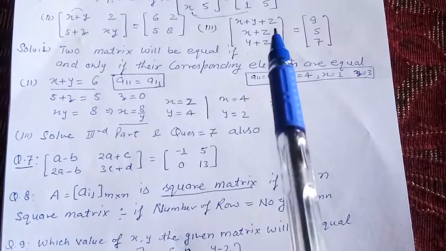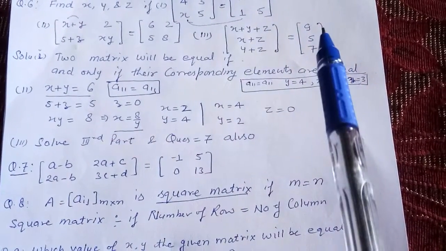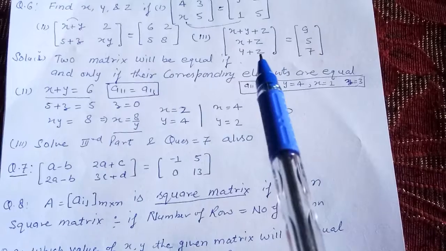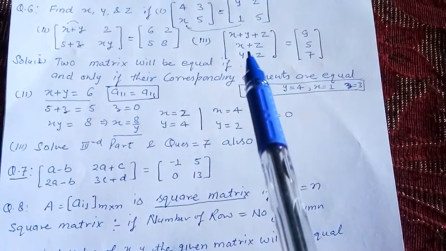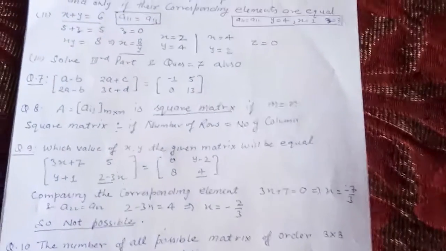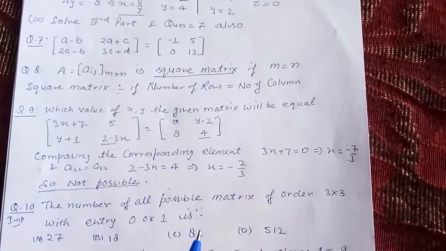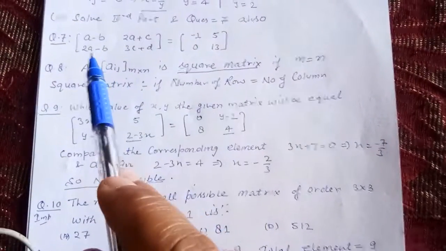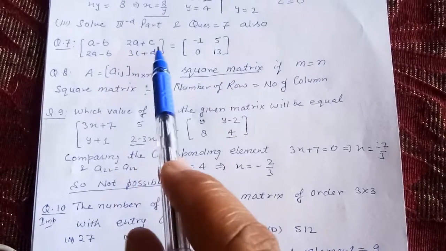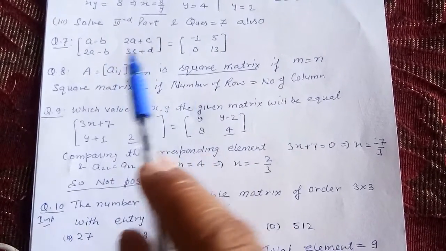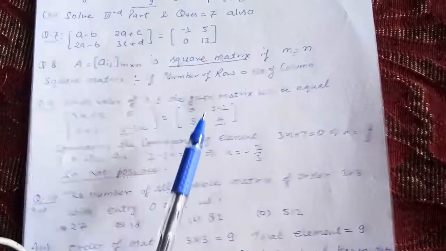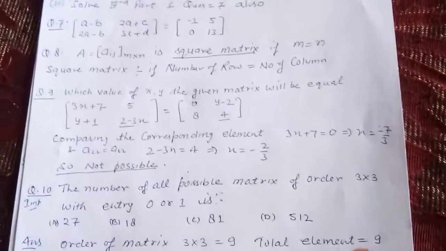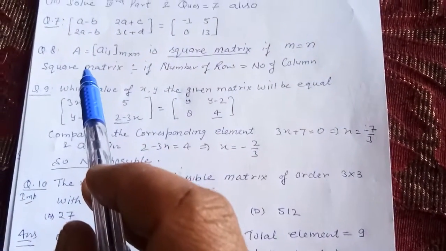The third part you can solve. Just compare it: x plus y plus z equals 9, x plus this. Just compare it, subtract these two equations, you will get x plus y, right? So you can solve. Next is question number 7. A minus b, 2a plus c, this. Again the same question: by comparing the corresponding elements of these two matrices, you can find the values of a and b, right? So do it by yourself.